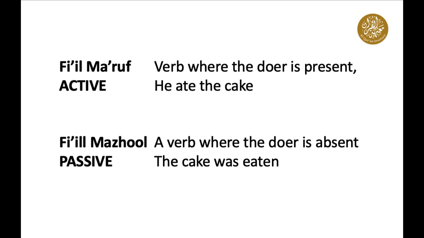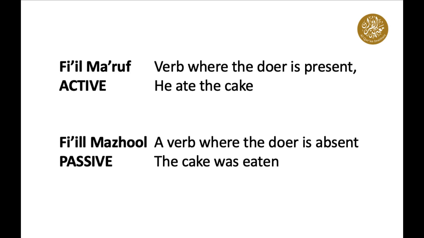Let's learn these two items first. There are two types of verbs, fi'l ma'ruf and fi'l majhul. Fi'l ma'ruf is the verb where doer is present. For example, he ate the cake. Who ate the cake? He ate the cake. So the doer of the action is present. In this case, it is he.